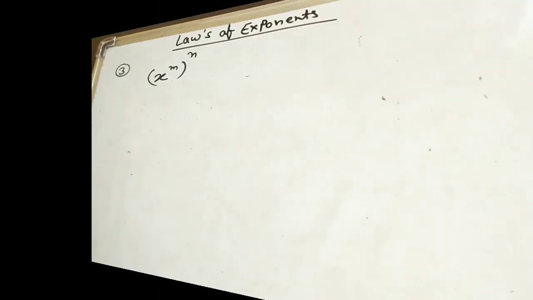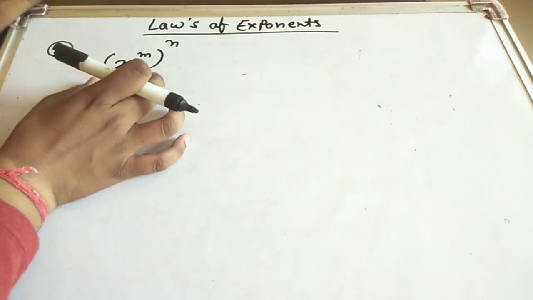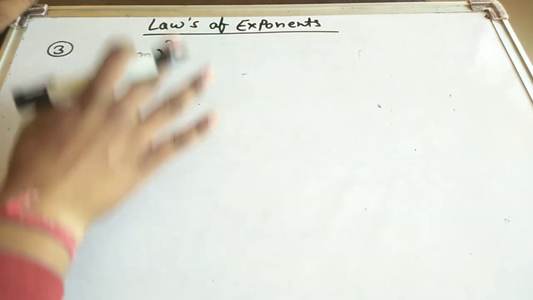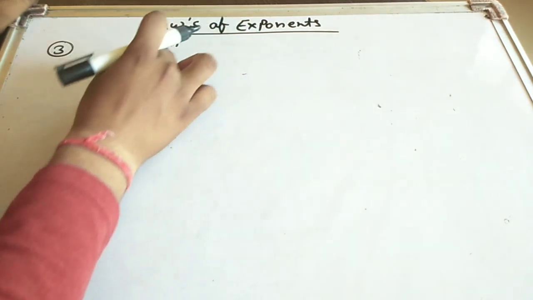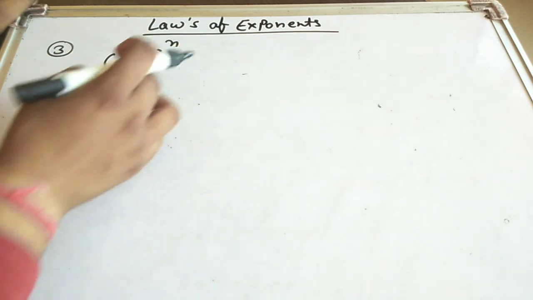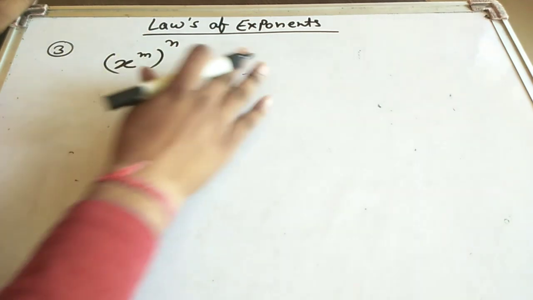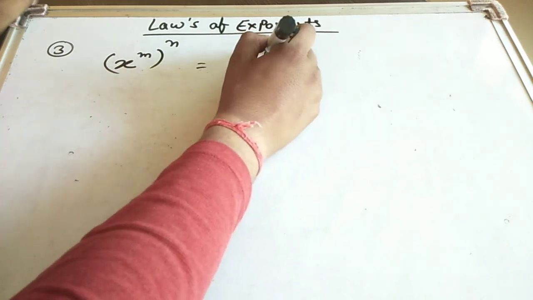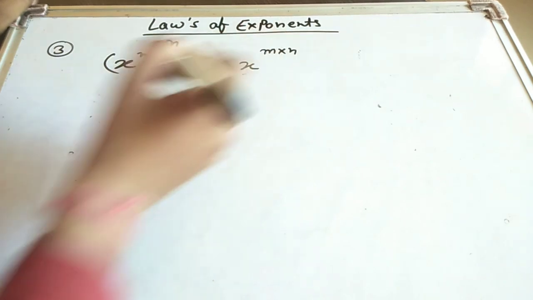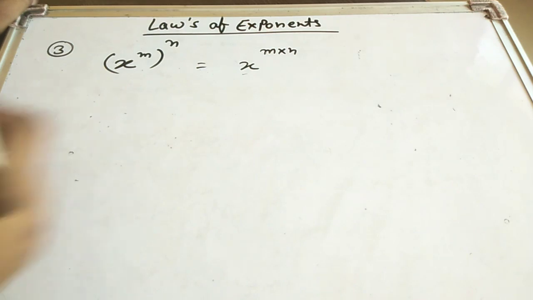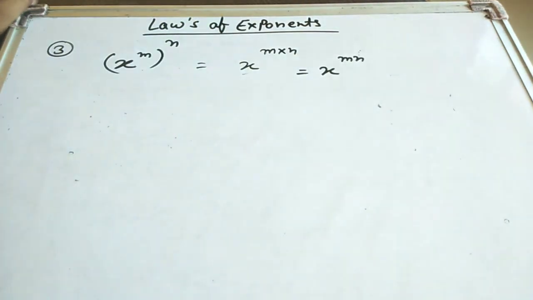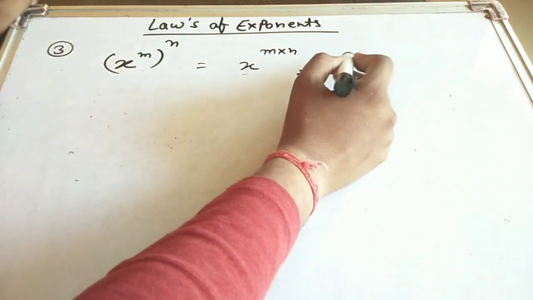Understood? Third law of exponent. x to the power m, whole to the power n. Okay. m and n are exponents and x is the base. So we get x, and the exponents will be multiplied. So x to the power mn.